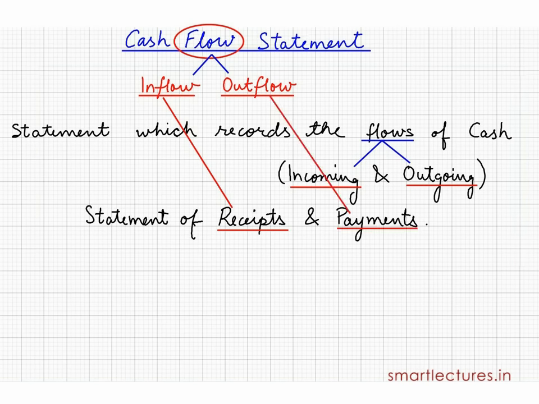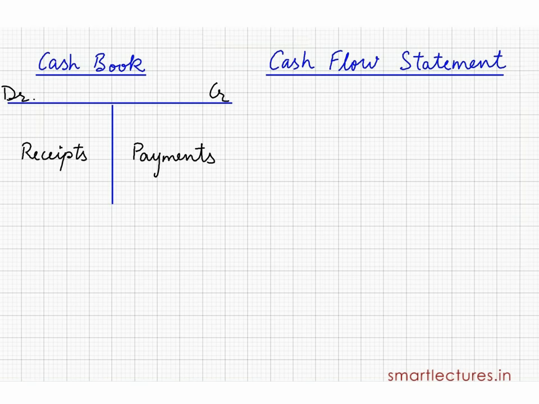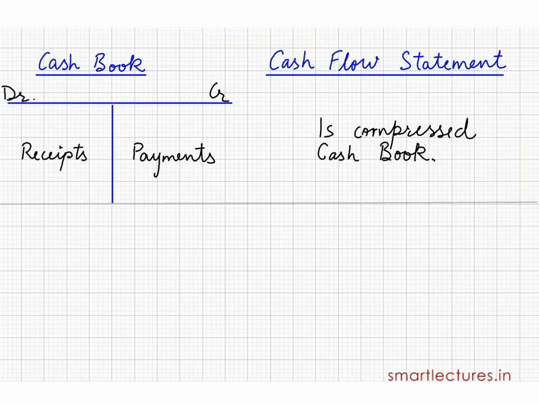Now the thing is, then what is the difference between cash book and cash flow statement? You have already learned the cash book. You know, on debit side, we record all the receipts, and on credit side, we record all the payments. Then what's the difference between cash flow statement and cash book? Yes, I will let you know what's the difference between that. Before I start the difference between cash book and cash flow statement, you must know the similarities between them.